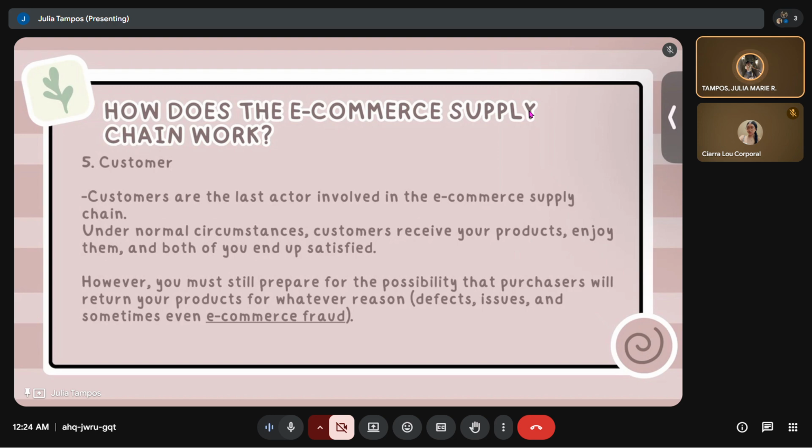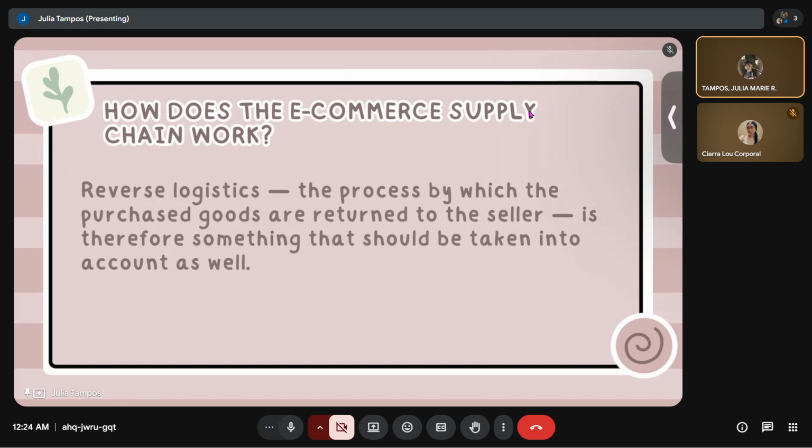So the last step is customer. Sila yung tumatanggap ng mga products. Pero minsan, kailangan nilang ibalik ang items dahil sa defect or maling order. So ang tawag dito ay reverse logistics. So overall, the e-commerce supply chain has five main stages: supplier, warehouse, fulfillment center, courier, and customer.